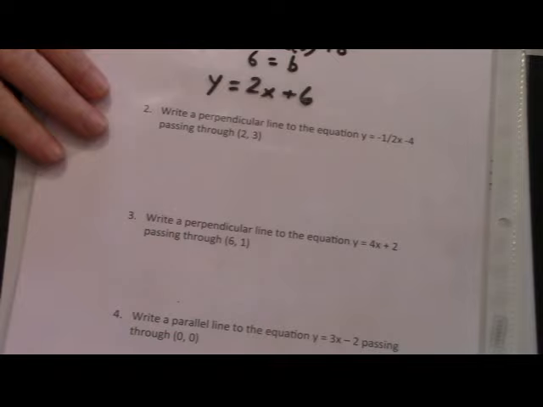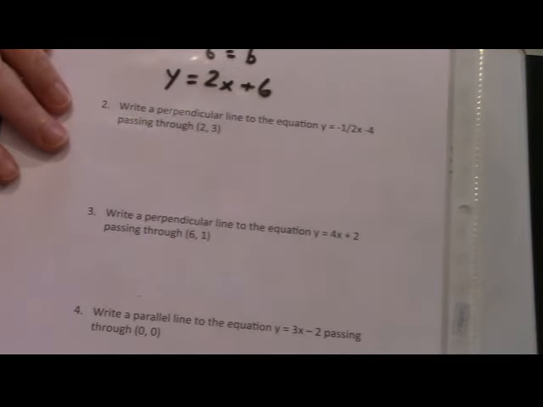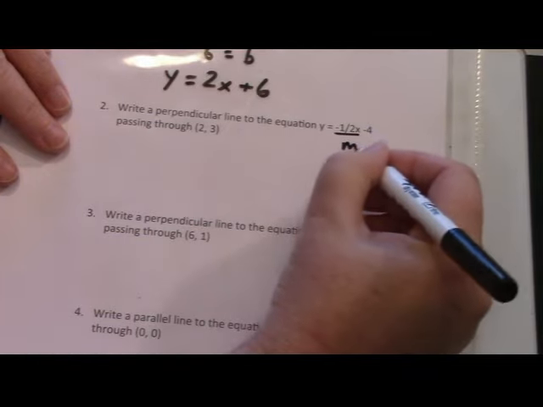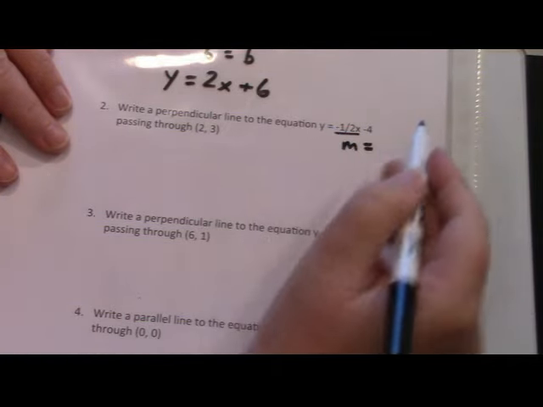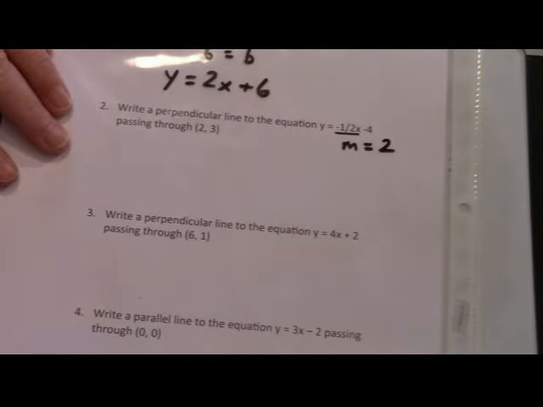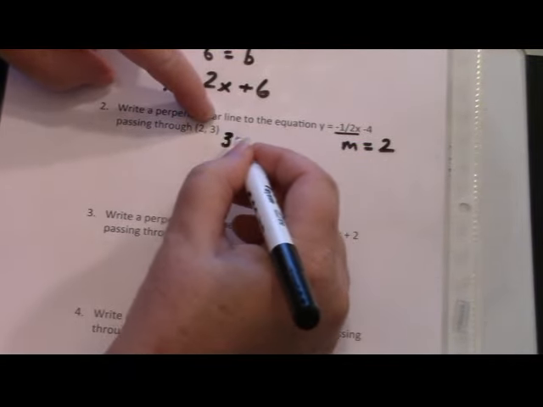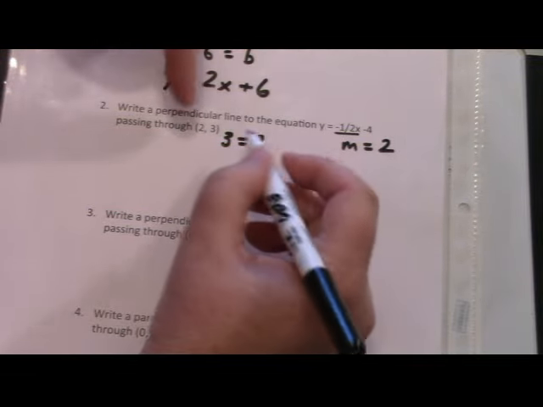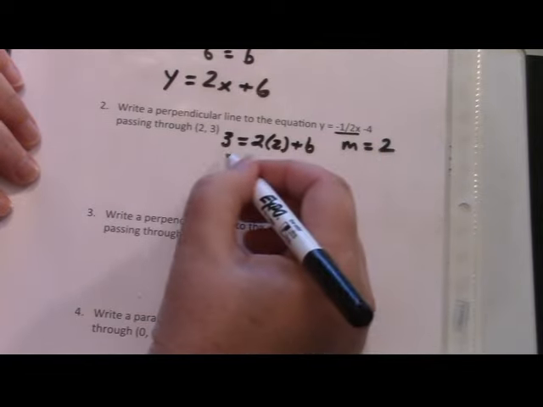All right. Number 2, write a perpendicular line. That means we have to convert our slope. What will our new slope be? Opposite, so it'll be positive. Invert 1/2 makes it 2. Now we simply substitute in. y is 3 equals m. Our new one is 2. x is 2. And let's figure out what b is going to be.